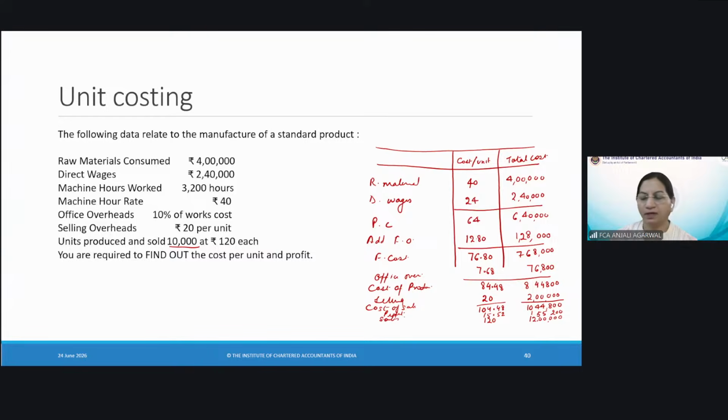That is how you prepare a cost sheet. Okay. So this was the topic. If you have any specific question, I'll take that up. Otherwise, we are good to go for the day.